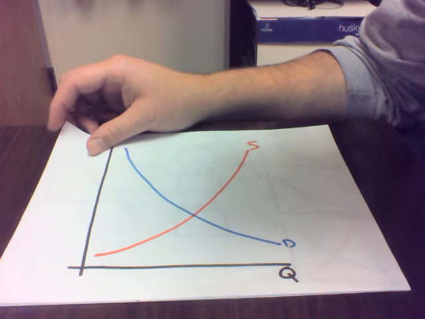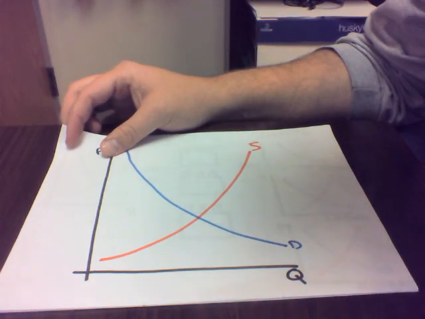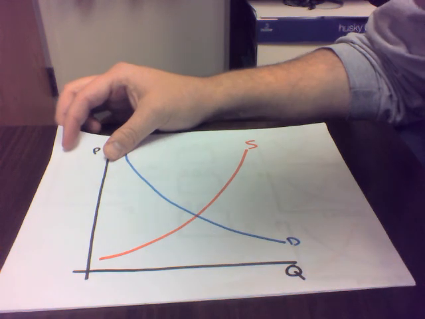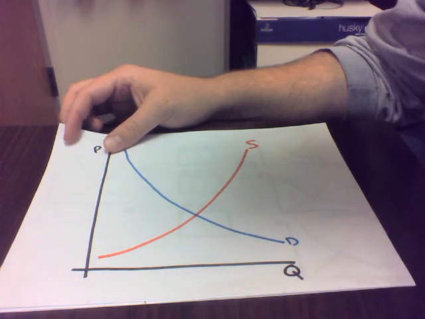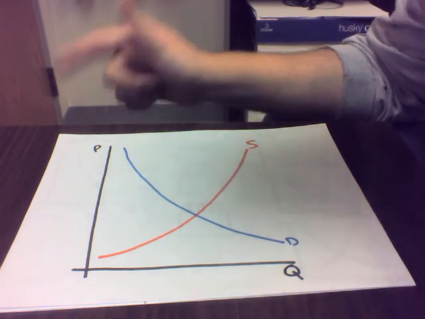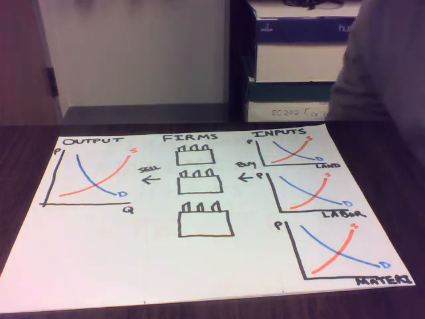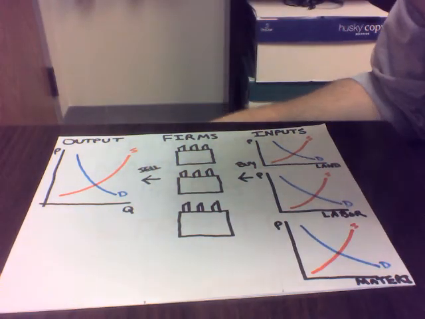But to do that, we're going to have to find a more explicit way to talk about firms, and that means we're going to have to figure out, number one, what firms are, and number two, how firms make decisions. So let's start with what firms are.